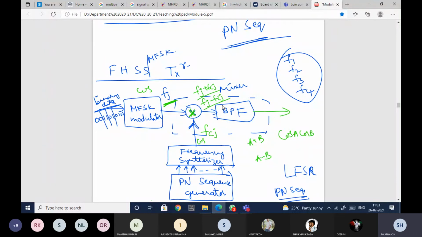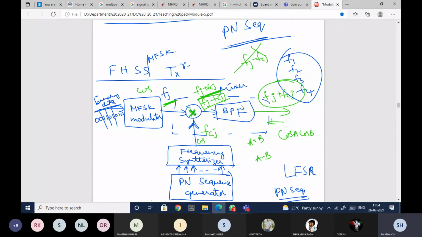Here we are giving this output signal from the product modulator to a band pass filter, and this band pass filter should be tuned in such a way that it will provide me only the output frequency Fj plus Fcj. Only this component will come out of the band pass filter. The component with respect to Fj minus Fcj should not be allowed to pass through the band pass filter. This entire combination of product modulator and band pass filter is said to be the mixer.